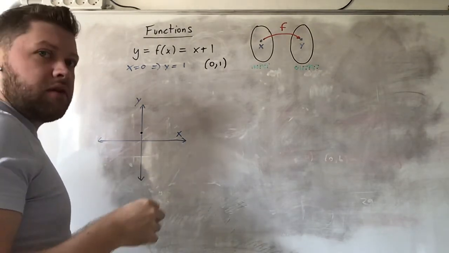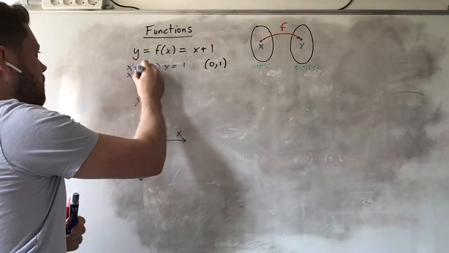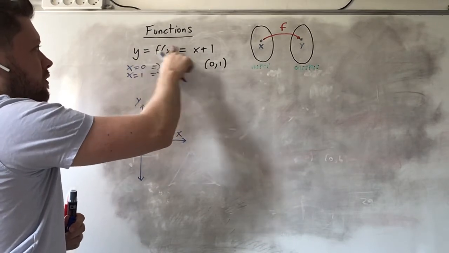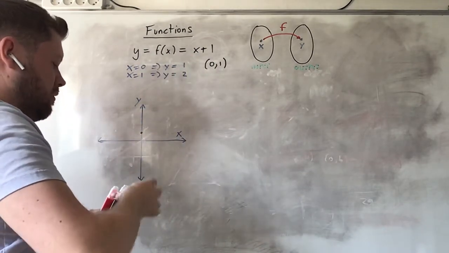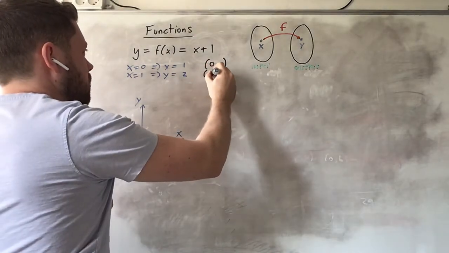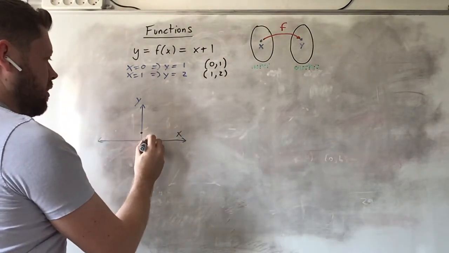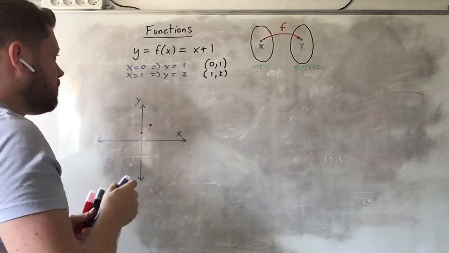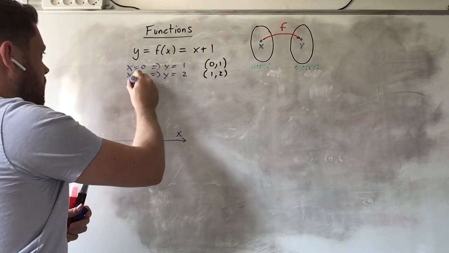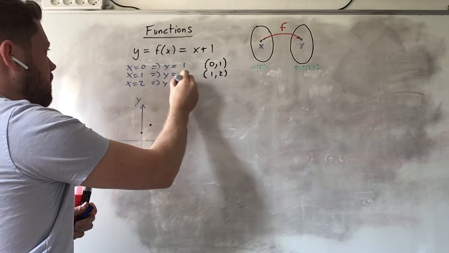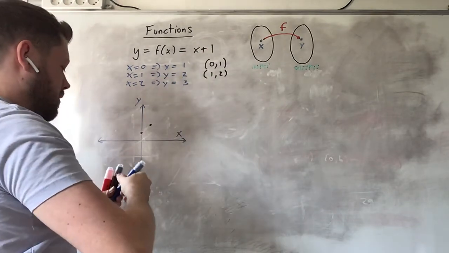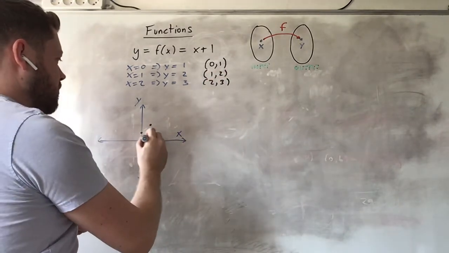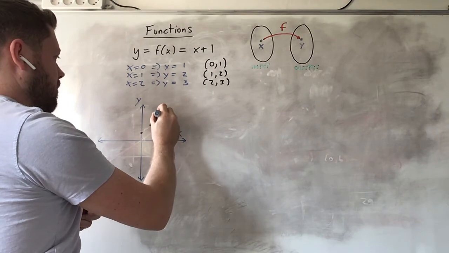Okay. Then you can keep going. When x is 1, what does y equal? Well, if x equals 1, y equals 1 plus 1, which is 2. Okay. So you get the pair (1, 2). So you go 1 along the x and 2 up the y. Okay. What about when x is 2? y is 2 plus 1, which is 3. Okay, that's the point (2, 3), which is 2 along the x and 3 up the y.